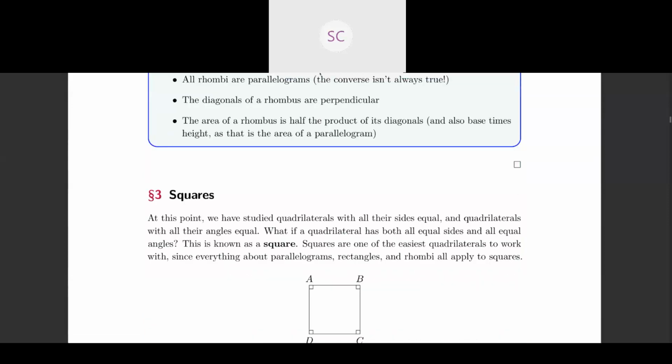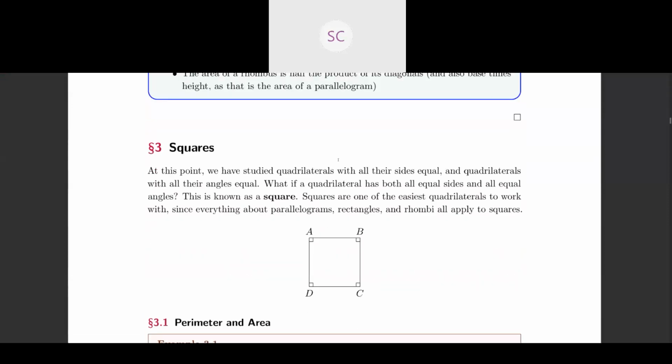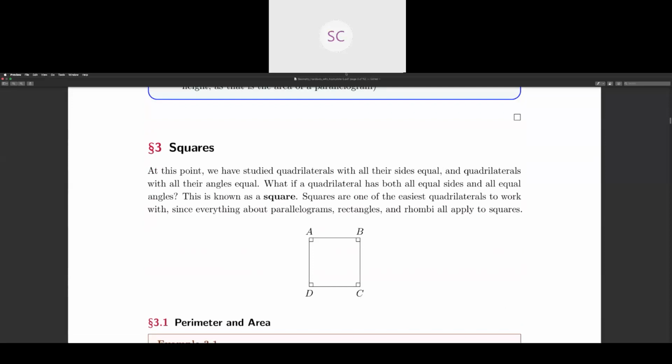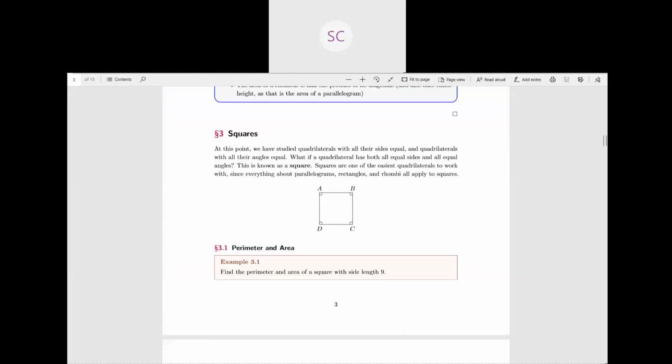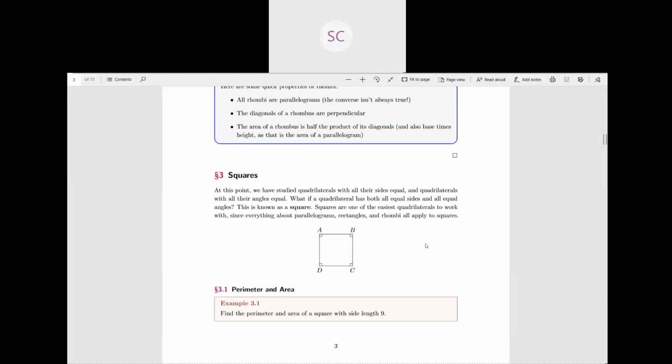So I'm going to give this over to Caleb, and Caleb, do you want to go ahead and teach some stuff about squares? All right. Okay. All right, let me turn on annotation.